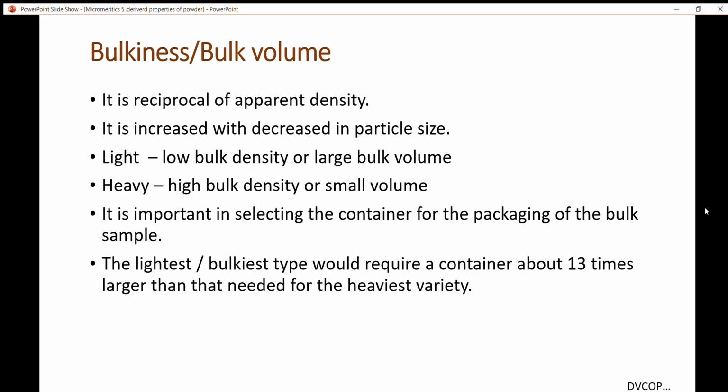The next derived property of powder is bulkiness or bulk volume. It is inversely proportional to the density, meaning that as the density increases, the bulk volume or bulkiness decreases. Again, bulkiness is inversely proportional to the particle size. So as the particle size increases, the bulkiness or bulk volume decreases.